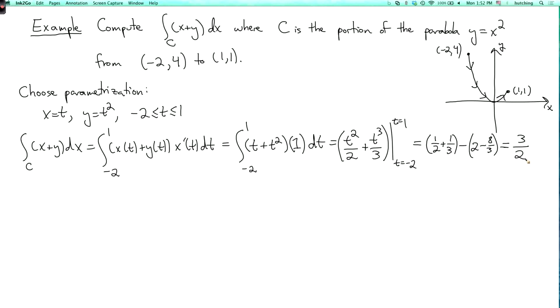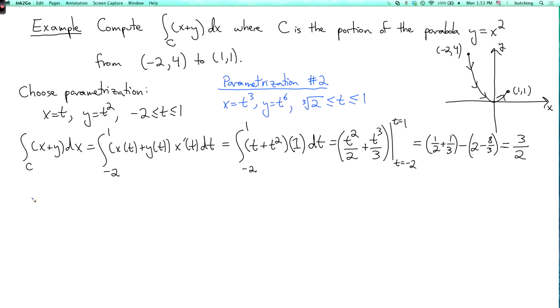Now, this is not supposed to depend on the parameterization. So let's try another parameterization and see if we get the same thing. So how about x equals t cubed? Since y is supposed to be x squared, we better take y equals t to the 6th. And what's the range of t? Well, we want to start at x equals -2, which means that t is the cube root of -2. And then I want to go up to where x equals 1, which is where t equals 1.